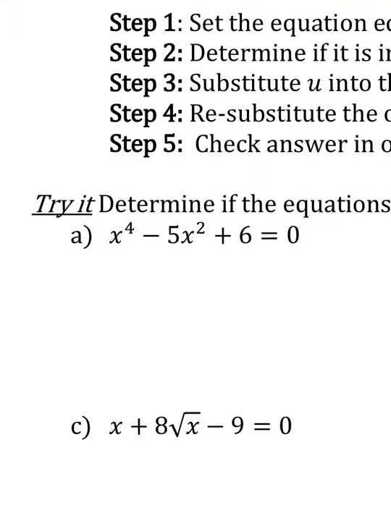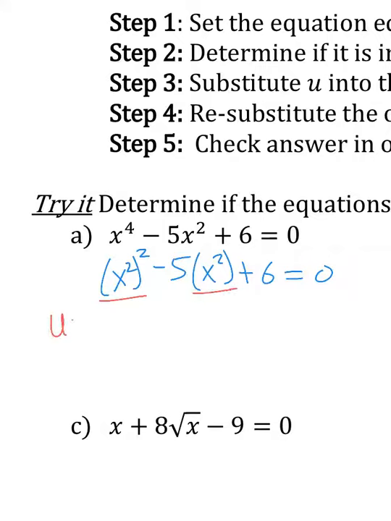So, is this a quadratic equation? Not really. It's x to the fourth. X to the fourth is not quadratic. But what if we wrote it like this? X squared, squared, minus 5 times x squared plus 6 equals 0. Is that equivalent? Yeah? X squared squared is x to the fourth. I like the fact that these are both x squared.